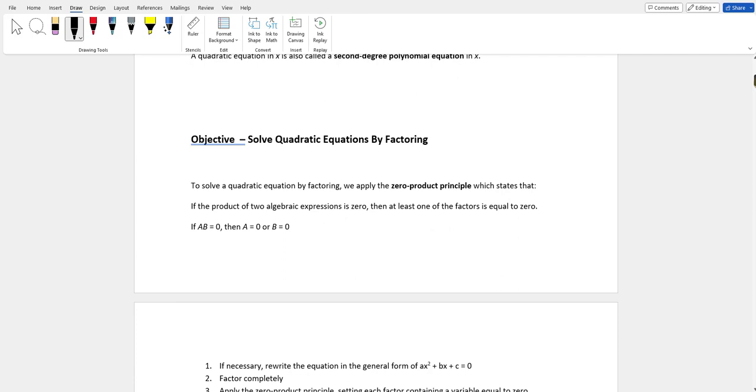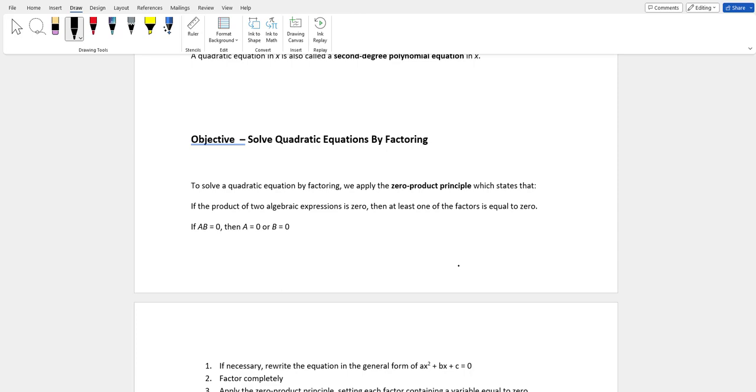So now we're going to talk about how to solve quadratic equations by factoring. It is assumed that you know how to factor. So I will show you the steps of factoring, but once again, it's assumed that you know how to factor. To solve a quadratic equation by factoring, we apply the zero product principle, which states that if a product of two algebraic expressions is zero, then at least one of the factors is equal to zero.